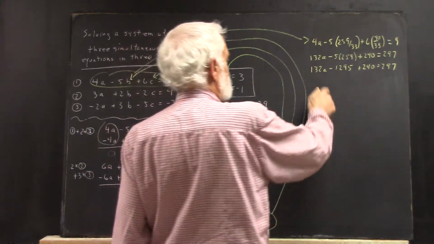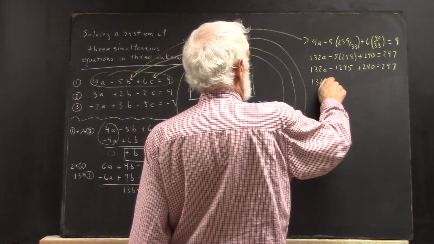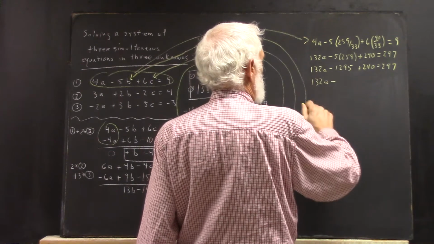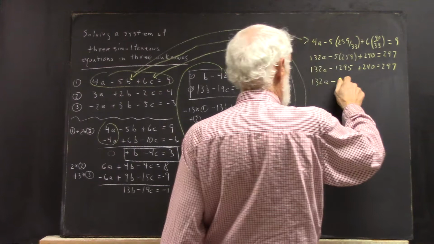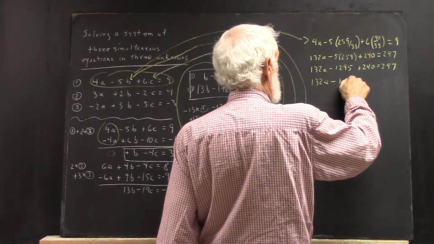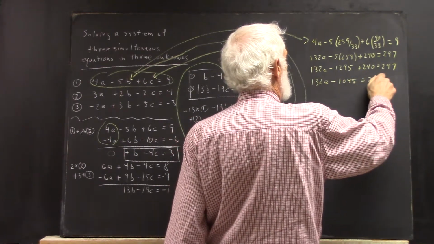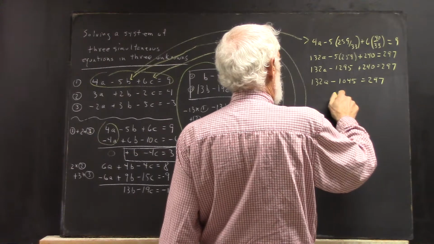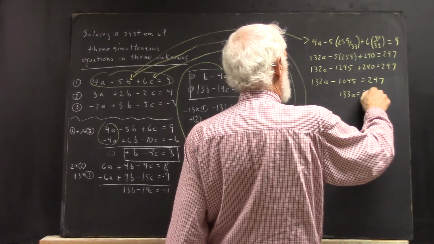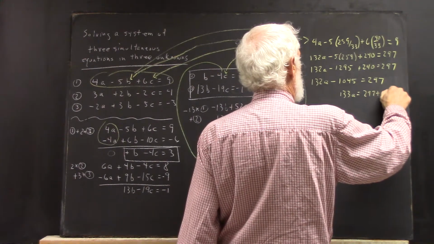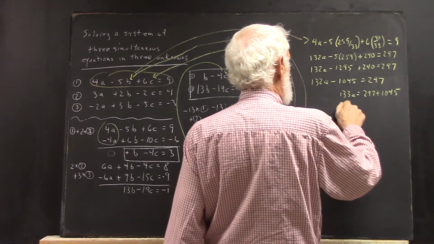Okay, well, okay, negative 1295 and 240 is negative 1045. So that 133A equals 297 plus 1045. I hope I'm not making a mistake.